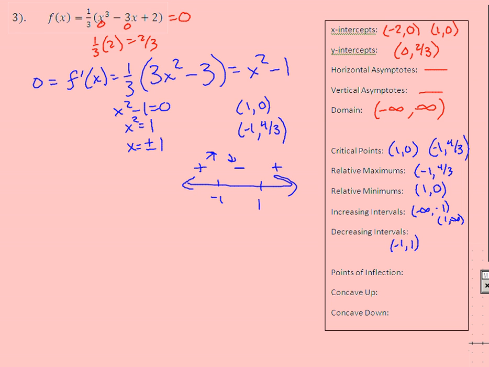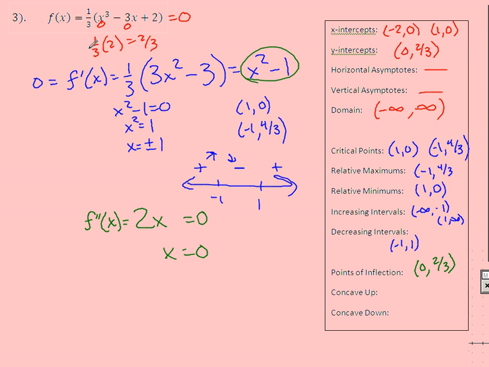Now, points of inflection, and this is where we do the second derivative. So f double prime of x equals, here's my derivative, so f double prime is just 2x. That's pretty simple. To find points of inflection, set it equal to 0. My only point of inflection comes when x equals 0. When x equals 0, we already said that means our y value is 2/3. Again, we find that by going back to our original equation.